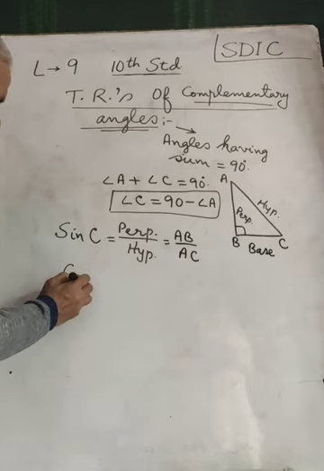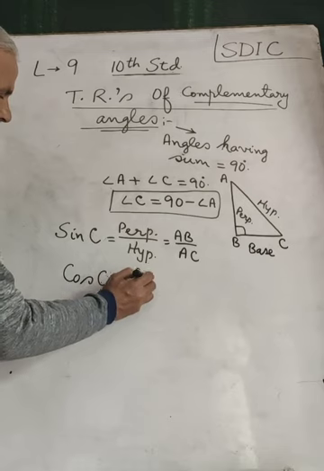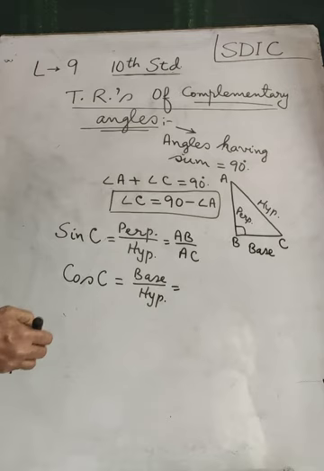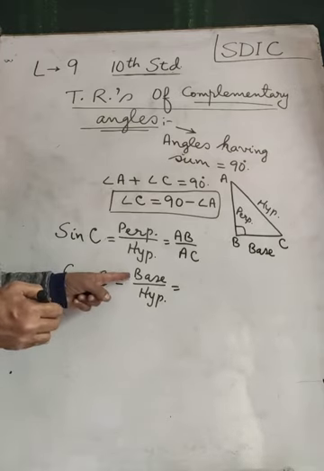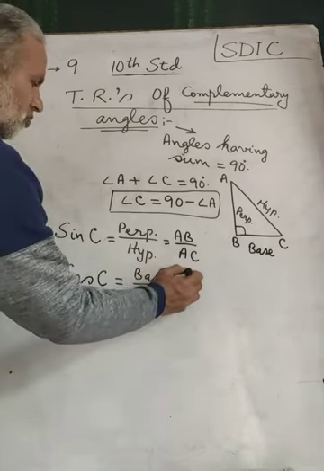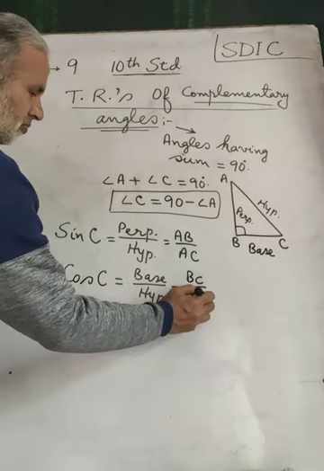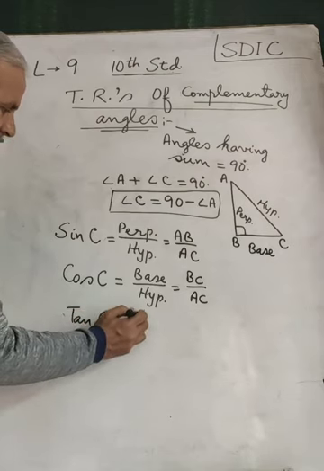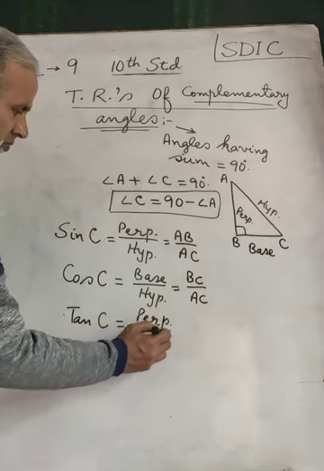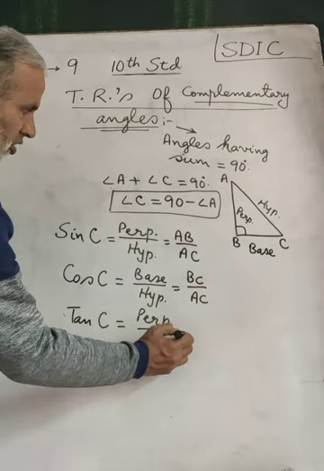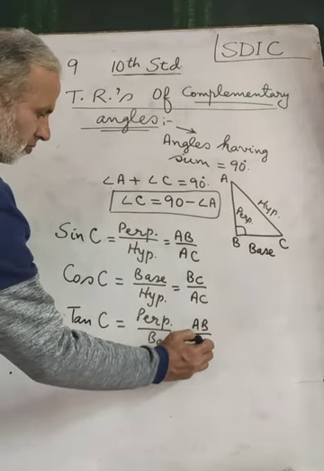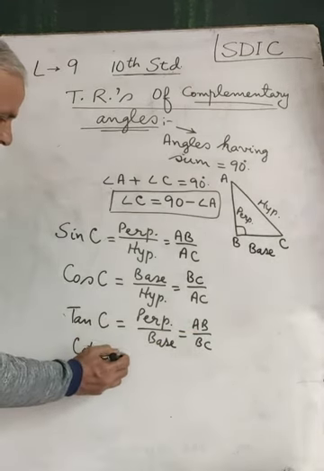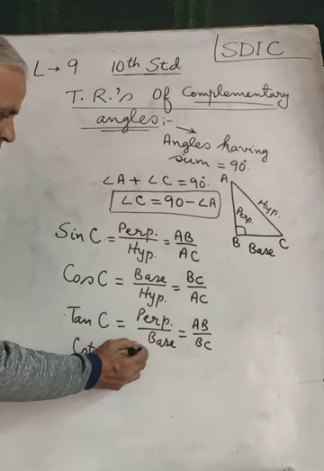What will be cos C? By definition, it is base by hypotenuse. And therefore, with respect to angle C, what is base? Base is BC, so it is BC by AC. Tan C, tan is perpendicular by base by definition, and therefore it is AB by BC. The remaining three are reciprocals. Cot C is reciprocal of tan. It will be BC by AB, therefore.